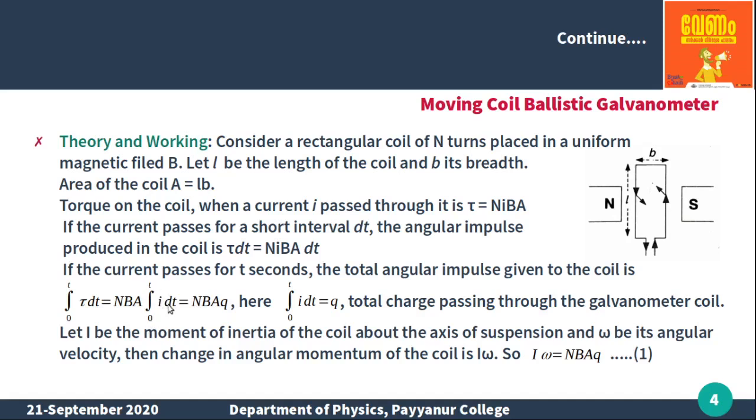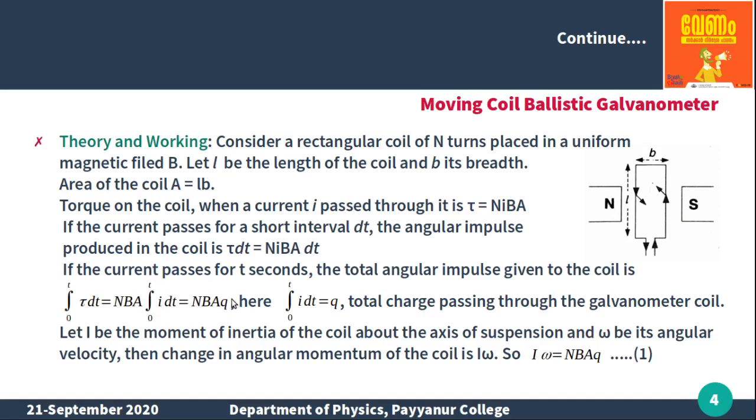And we know that I is dq by dt. If I equals dq by dt, then I dt means dq. So here it actually remains dq. If you integrate that, you will get q.